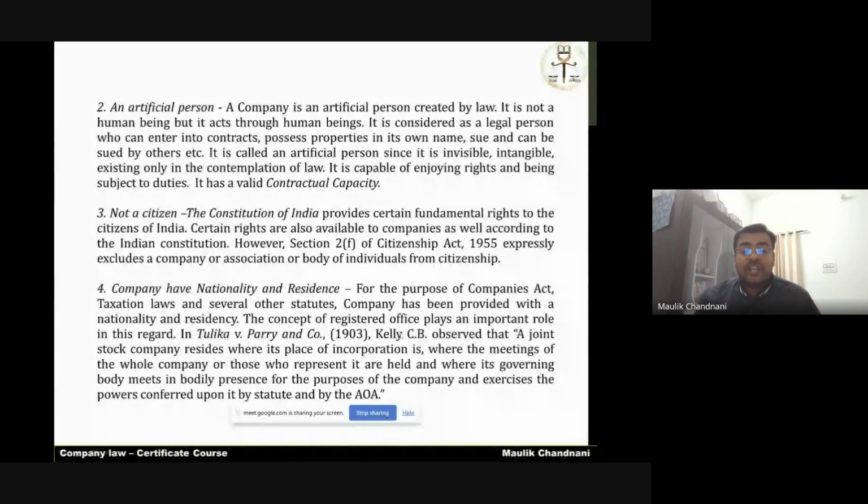Company's nationality and residence. See, company's nationality and residence is defined when we talk about laws, say, for example, income tax. The income tax starts with residential status. अब company income कमाएगी तो income tax तो देना पड़ेगा. How will the income tax be applied? You must know in the income tax, the starting point is residential status.